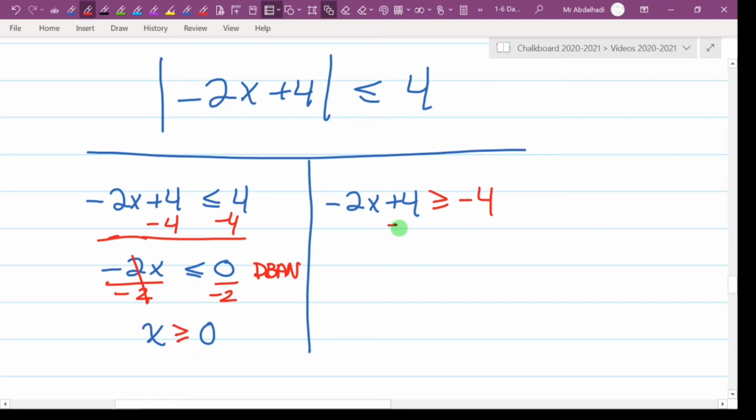All right, how about on this side? Do we D-ban on this side? Well, I've subtracted 4 from both sides. I haven't divided by anything, so I don't have to flip anything yet. And negative 4 minus 4 is negative 8.